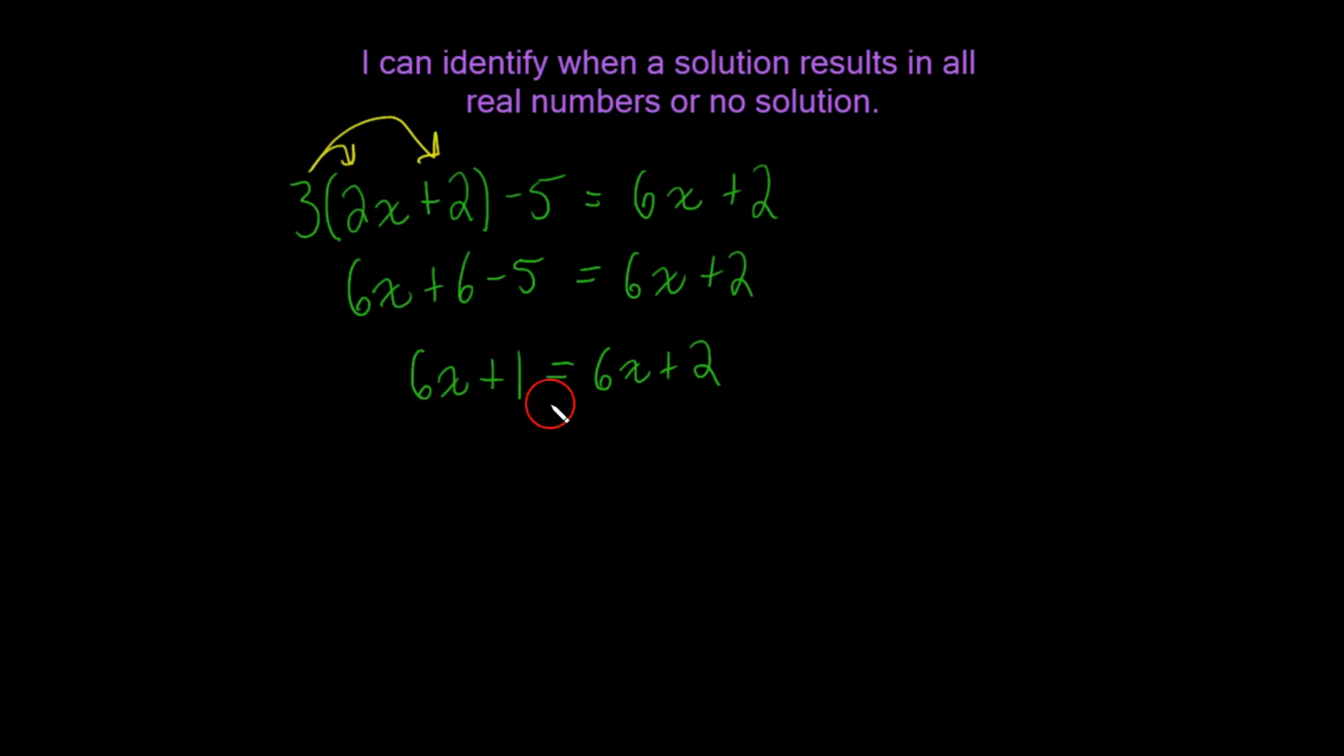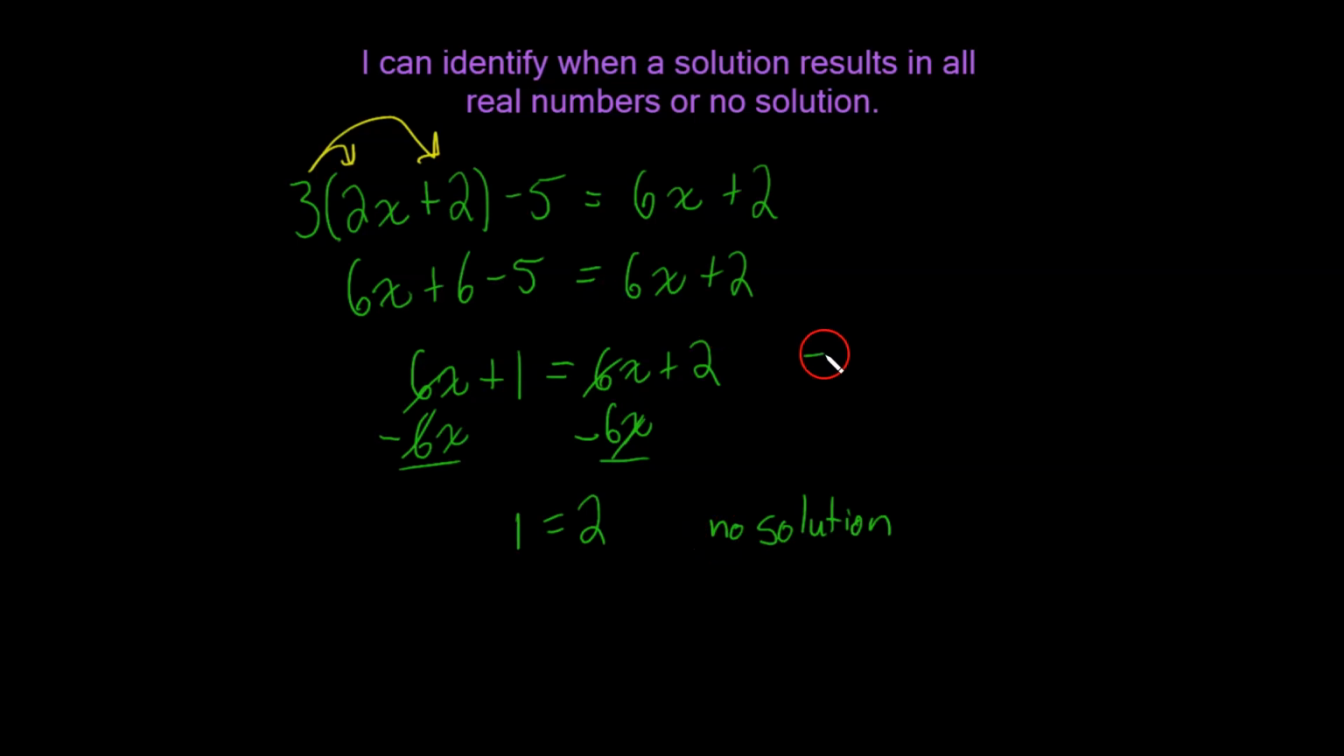So now we've got variables on both sides of the equation, so let's get rid of them. Generally speaking, I want to get rid of the variable on the side with the lesser coefficient. However, they're both the same coefficient. They're both 6. So if I subtract 6x from this side and I subtract 6x from this side, I've got no variables left. And all that I'm left with is 1 equals 2, which obviously is not a true statement. So this has no solutions.